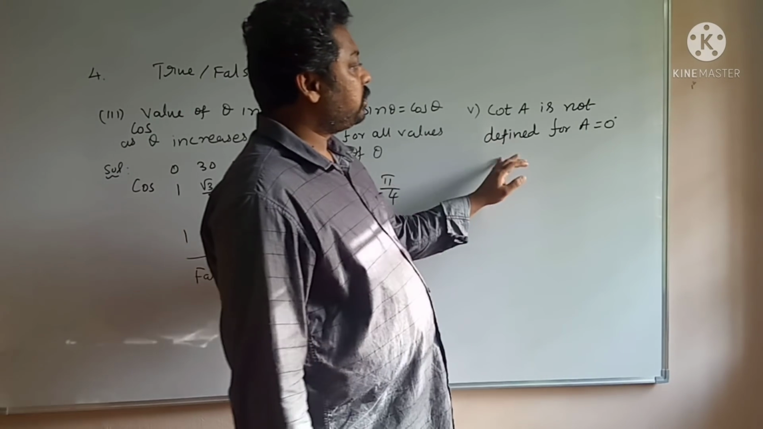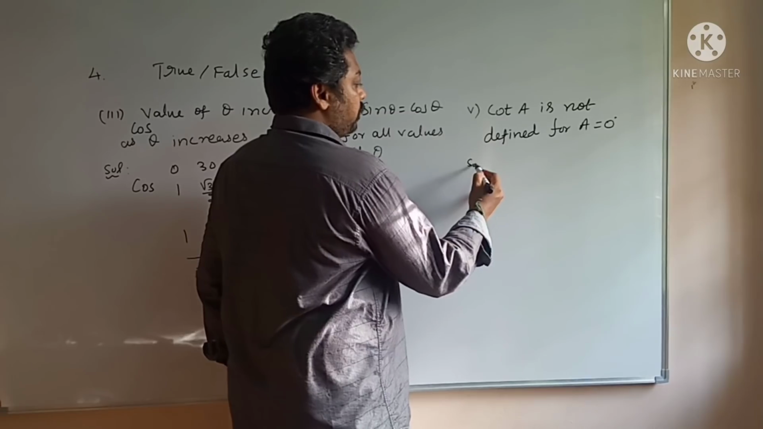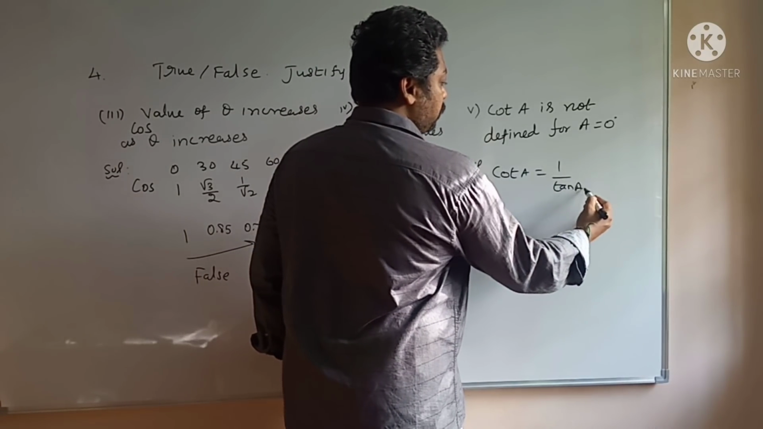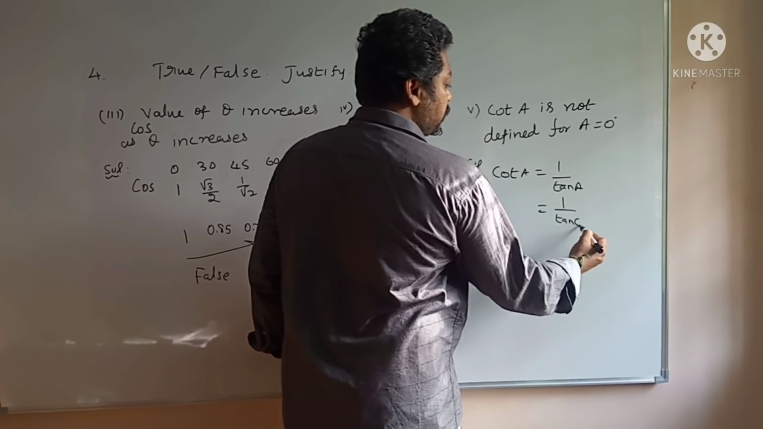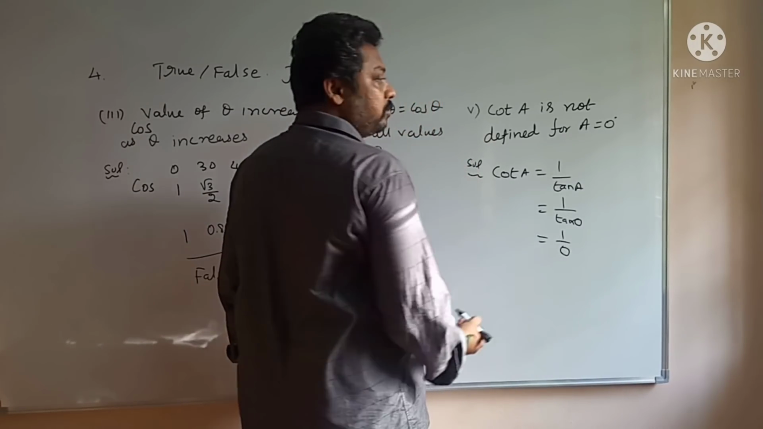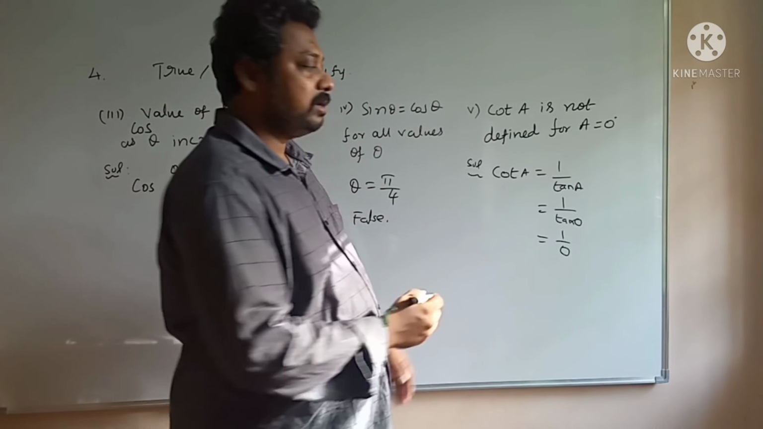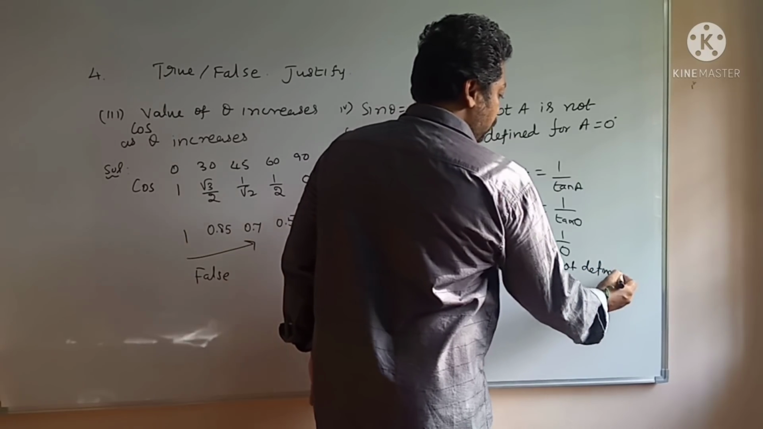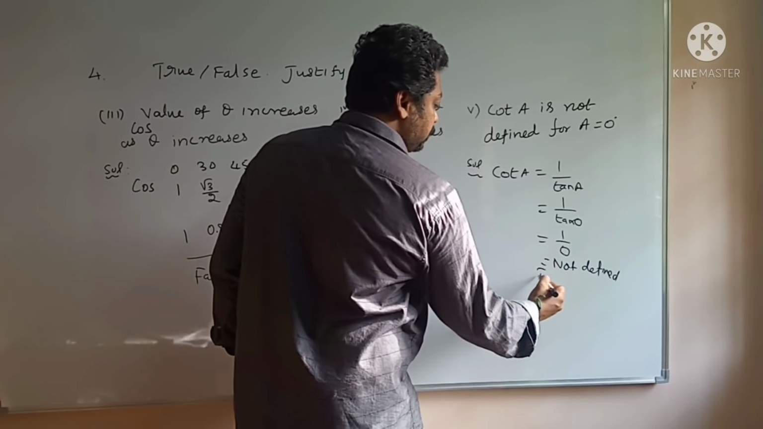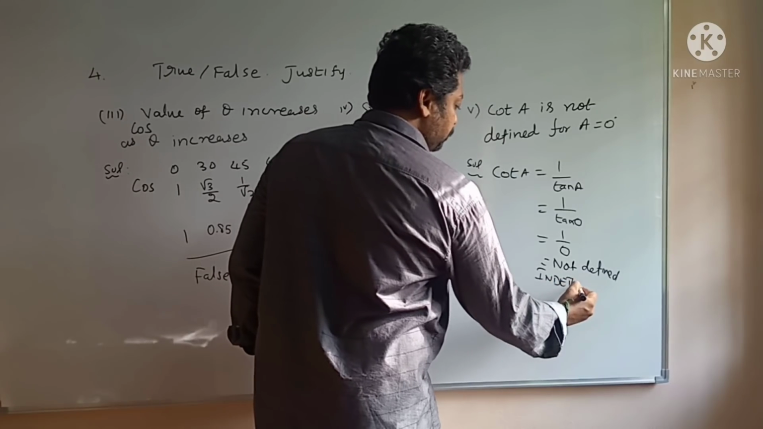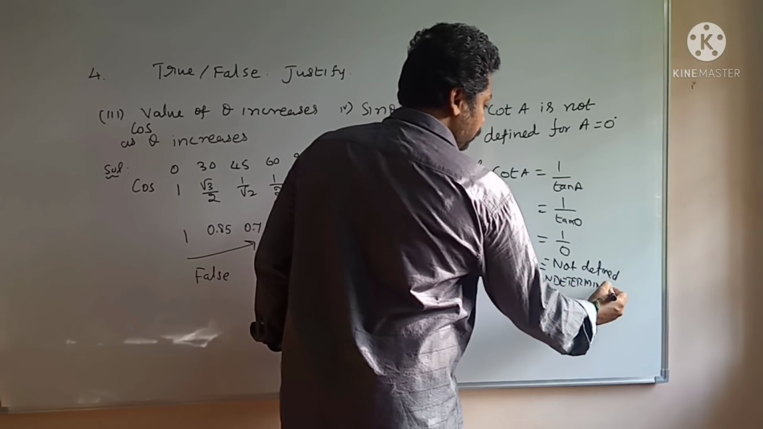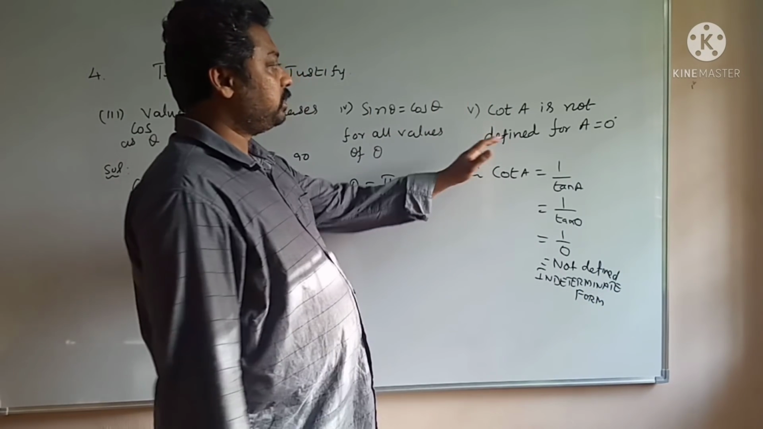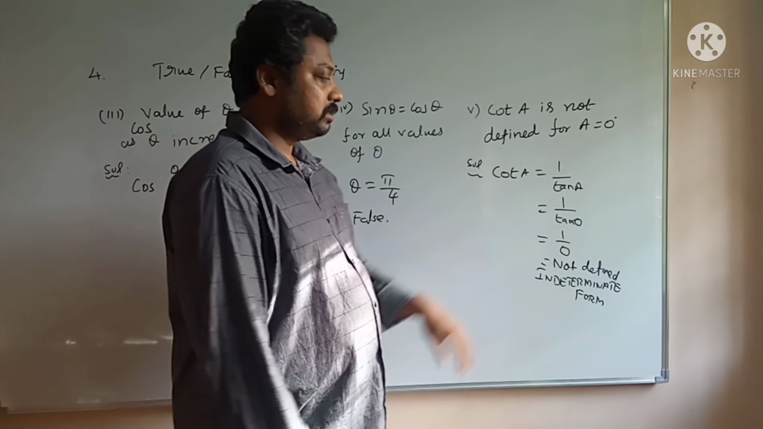So cot A is not defined for A is equal to 0. Fine. So what is cot A? So cot A is 1 by tan A. Okay. So 1 by tan 0. So what is tan 0? 0. So 1 by 0. So 1 by 0 is what? 1 by 0 is not defined. Okay. So not defined, or we can also call it an indeterminate form. So therefore cot A is not defined for A is equal to 0. That is true.